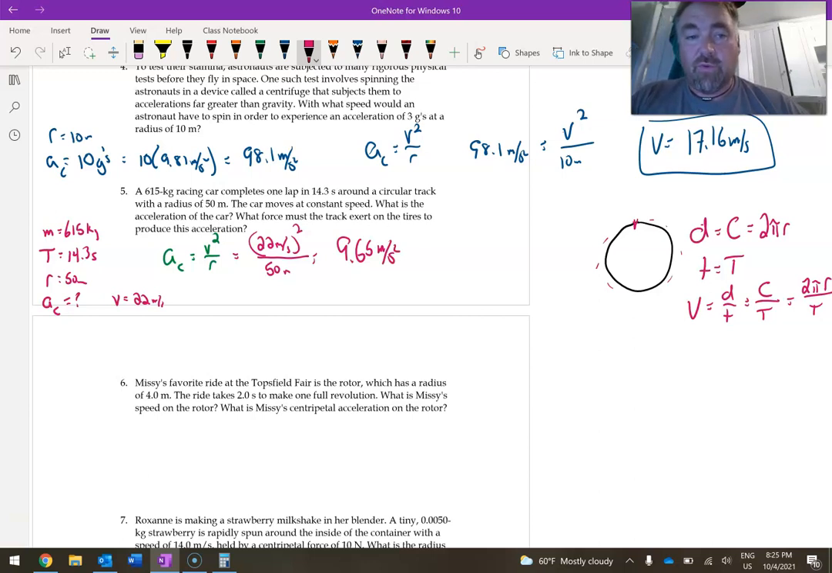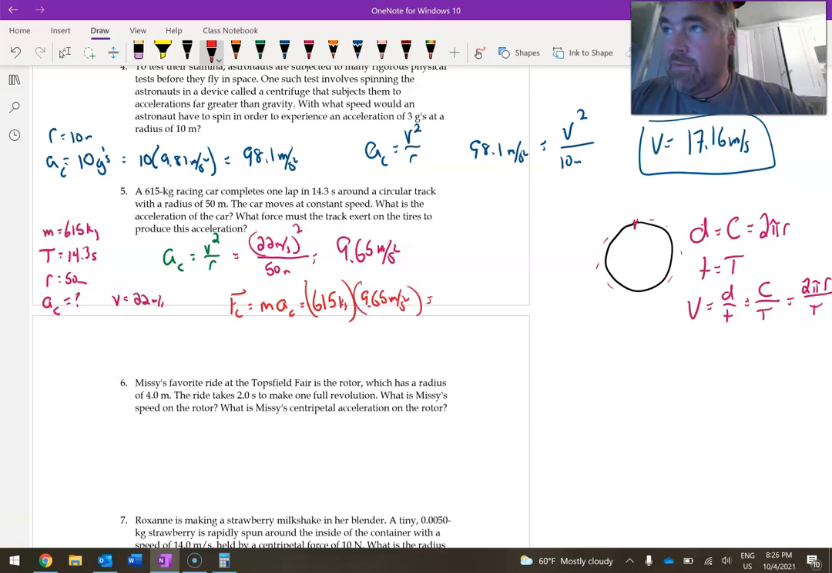Now, it then wants me to find what force. Well, this force is going to have to be centripetal force. So I'm going to put this in a nice red here. My centripetal force, remember, is just equal to my mass times centripetal acceleration. So we know the mass, that's 615 kilograms, and we multiply by the centripetal acceleration of 9.65 meters per second squared. And so I'm able to find it to be 5,936.5 newtons. Now again, if you use the 22 like I did here, instead of the actual 21.95, you're going to get a slightly different answer. That's okay, we're close enough.